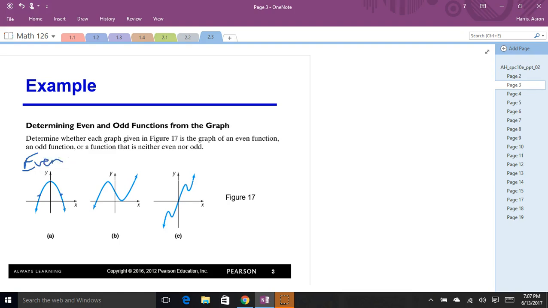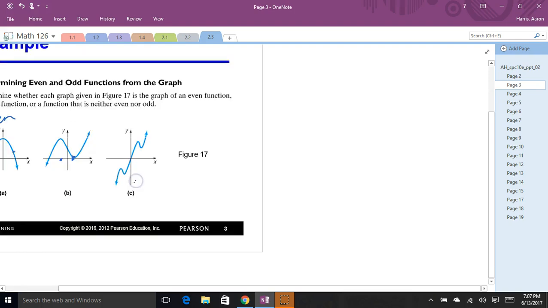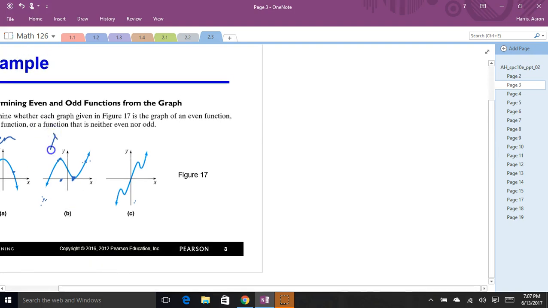This one, is it even? Well, no, if it was even, if I had 1, 0, I would have negative 1, 0. So it's not even. Is it odd? Well, if I have this point 5, 4, I should have negative 5, negative 4 down here, right? If it was reflective about the origin. Or if you look at the point negative 1, 3, then I should have 1, negative 3 right down here, and it's not. So this is neither.